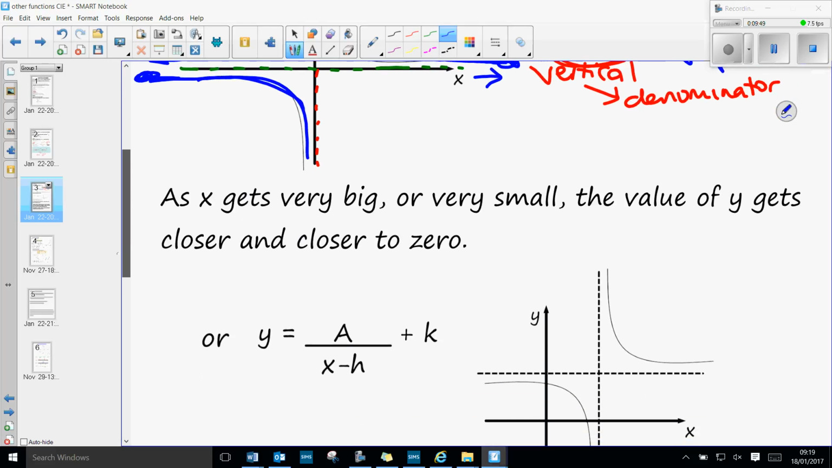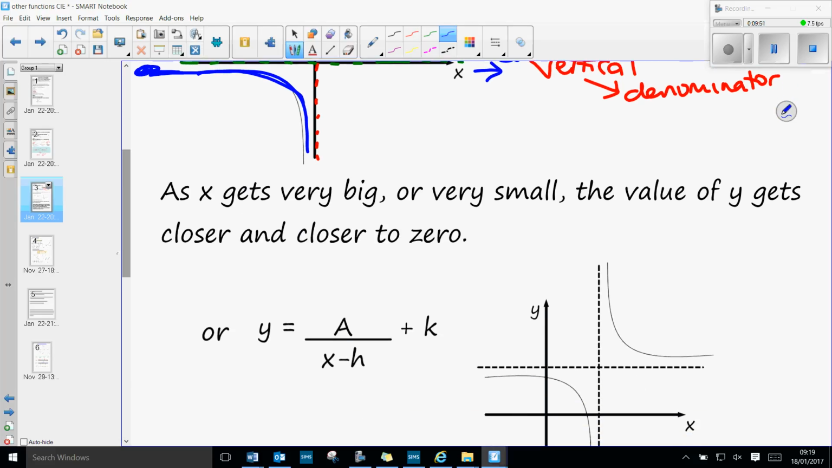Right. So as x gets very big or very small, the value of y gets closer and closer to 0. And that's because y equals 0 is an asymptote.